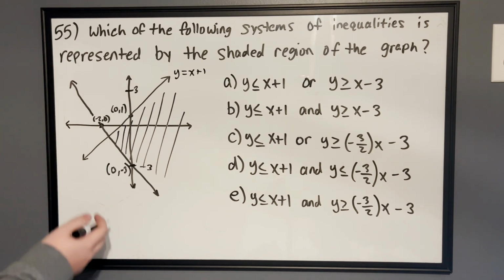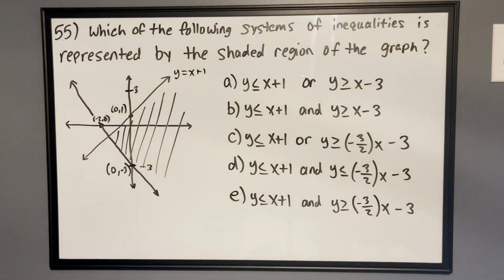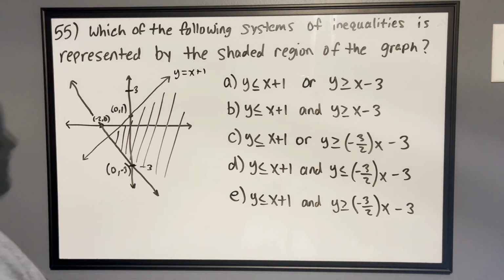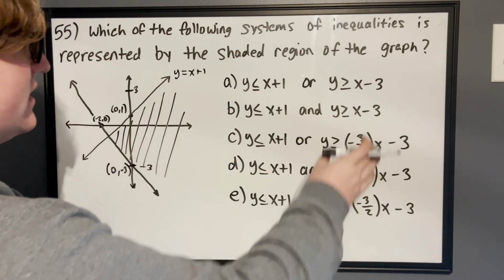Now, this equation of the line is a little harder to figure out. We need to figure out if it's x minus 3 or if it's negative 3 halves x minus 3. Well, we know that if it was x minus 3, it would have a slope of positive 1, which it does not. It never has a slope that is positive. So we know that it has to be negative 3 halves x minus 3. That's the only other option in our answer choices.